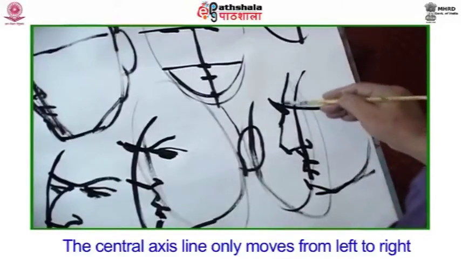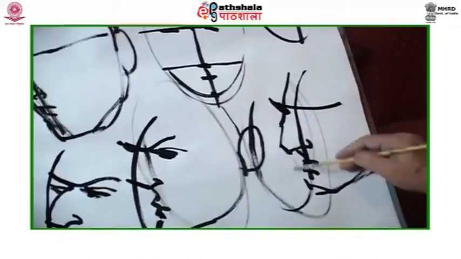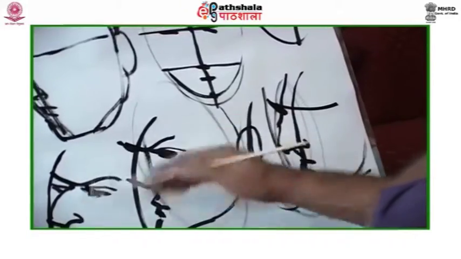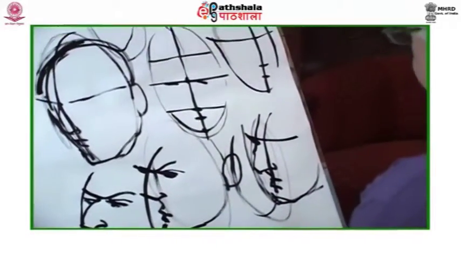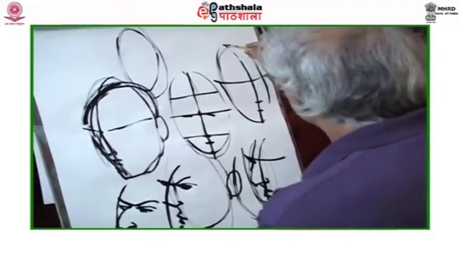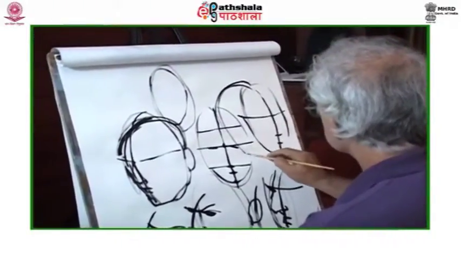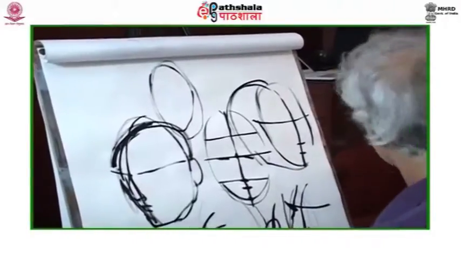The central axis line only moves from left to right, even when the head is viewed from above or below the eye level. When the face is viewed from above or below the eye level, the horizontal guidelines of the facial features will shift up and down respectively.